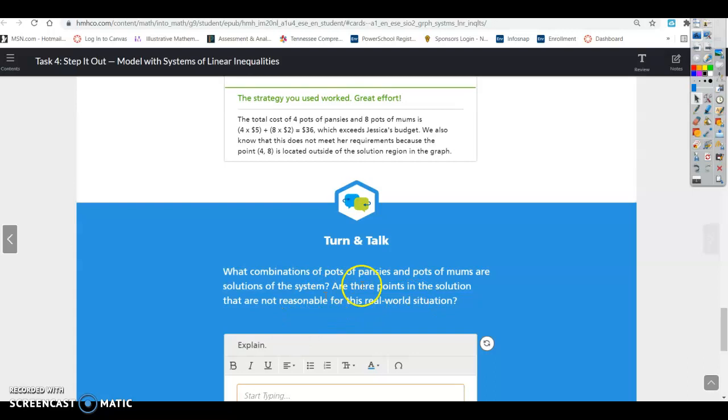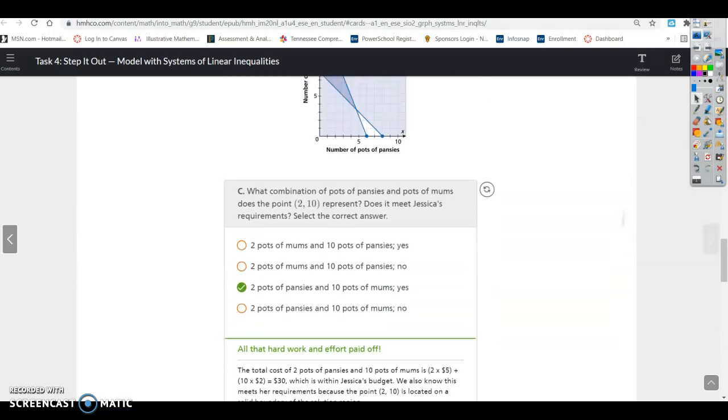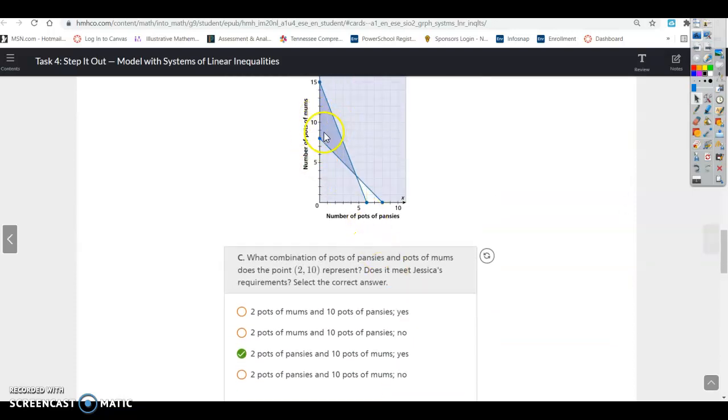All right, what combinations of pansies and mums are solutions to the system? Are there points in the solution that are not reasonable in the real world? I want to look at this because that is true. When you're buying plants, this whole shaded region is the solution to that system, but you can't buy a half or a third of a plant. So only the whole numbers would work, because 0 would work. So all the whole number ordered pairs would work for this situation. If you have any questions about task 4, please let me know.